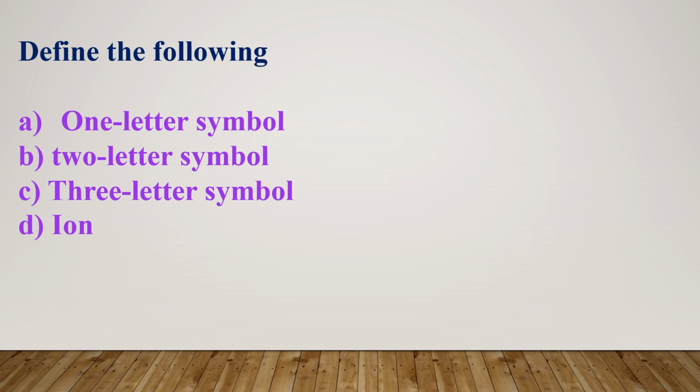he is asking to define the terms: one letter symbol, two letter symbol, three letter symbol, and finally ion. So what do you mean by one letter symbol? Suppose generally carbon, then nitrogen, then oxygen, then fluorine. These are one letter symbols, whether it is from English letters or Latin or Roman, whatever it may be. From these languages we take only one letter, that is the first letter. Generally we'll take it as a symbol represented in the form of one letter only, then we can call it a one letter symbol.